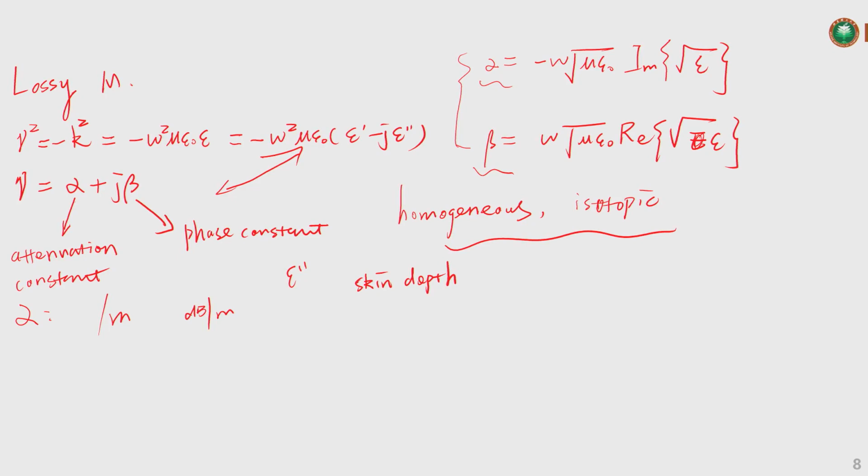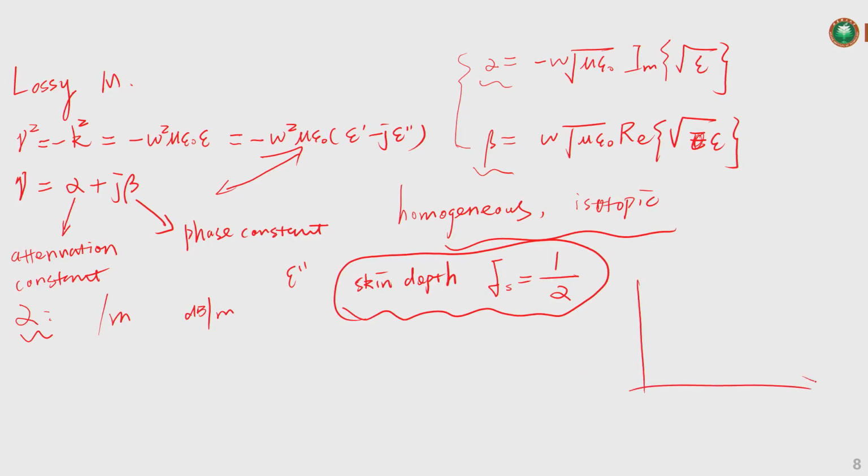So the skin depth is defined by delta S, which equals 1 over alpha. So it is related to the attenuation constant. This is the definition of skin depth, right? And what does it mean? This is the detected electric field with respect to the initial part, so the evolution of the electric field.